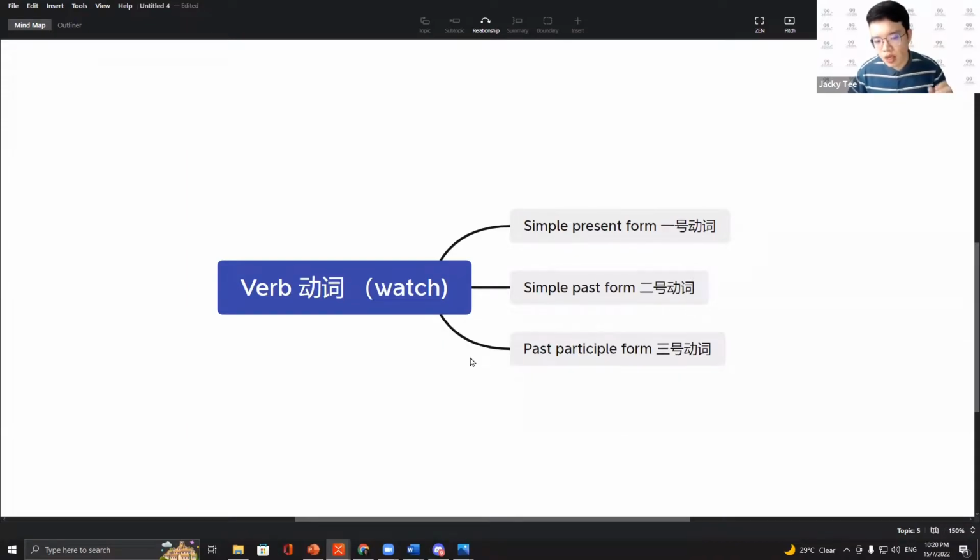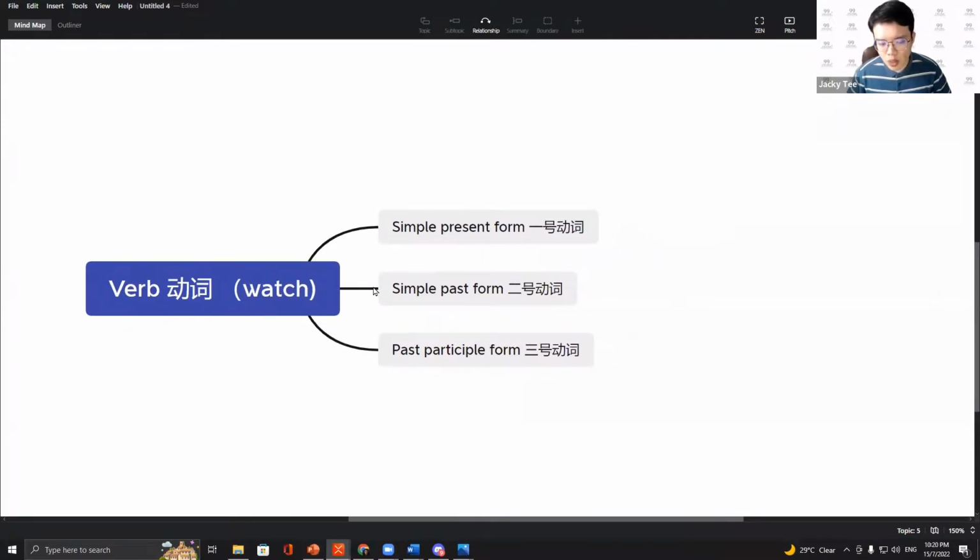Okay, for example, if we have a root word like watch, all right, then you shall have three versions. Number one is called the simple present form. Number two is the simple past form, and number three is the past participle form. So in simpler words to memorize it, we can call it verb number one, verb number two, and verb number three. Verb number one is the simple present form. Verb number two is the simple past form. Verb number three is the past participle form.